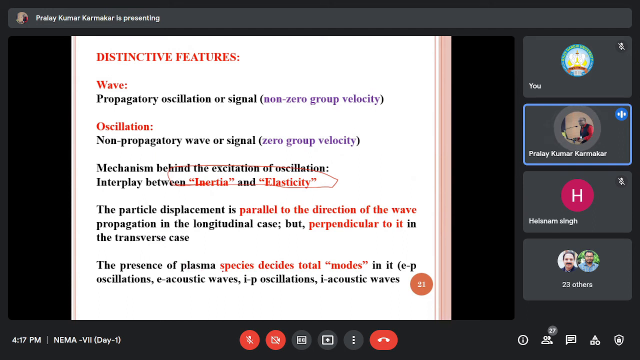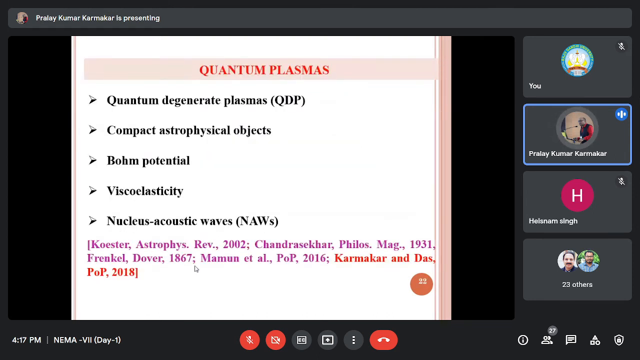So the presence of plasma species actually decides the total number of wave excitations possible in that plasma system. Accordingly, for a normal two-component plasma, you can get electron acoustic wave, electron plasma oscillation, ion acoustic wave, and ion plasma oscillation. Now in this quantum plasma system, the originalities we consider for the first time in our model are the Bohm potential contribution and, at the same time, viscoelasticity. Viscoelasticity comes only because of strong, collective, cooperative correlation among the constituent species, particularly the heavier nuclei.